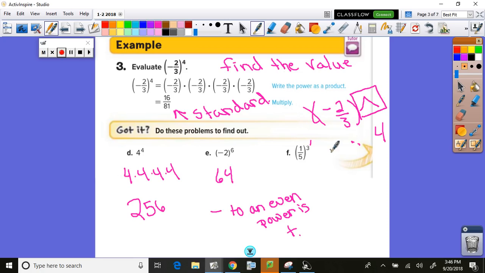Let's go back. So that's 1 over 125, because what that's doing is 1/5 times 1/5 times 1/5. I multiply 1 times 1 times 1, I get 1. 5 times 5 times 5, I get 125.